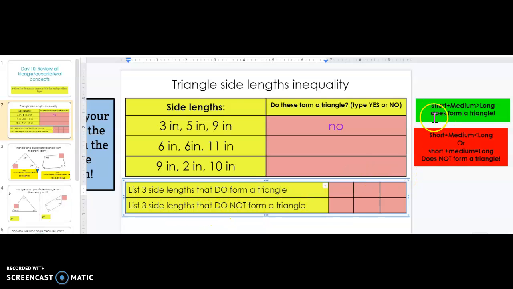Now, underneath, list 3 side lengths that do form a triangle, list 3 side lengths that do not form a triangle. So you can just follow these. Short plus medium is greater than long, does form a triangle. Short plus medium is less than or equal to long, does not form a triangle.